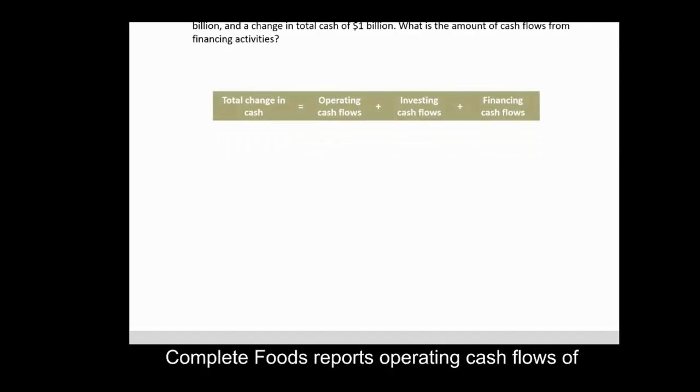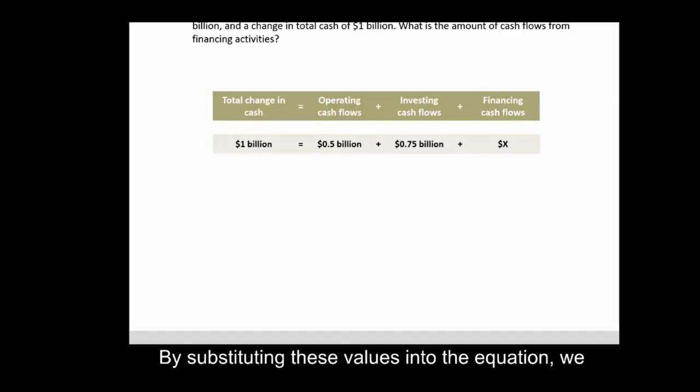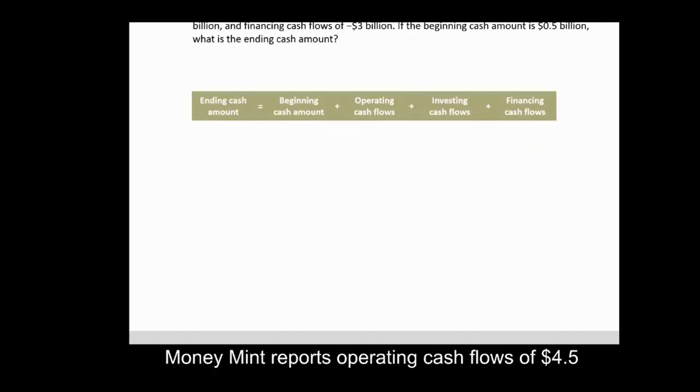Complete Foods reports operating cash flows of $0.5 billion, investing cash flows of $0.75 billion, and a change in total cash of $1 billion. By substituting these values into the equation, we find that cash flows from financing activities equal minus $0.25 billion.